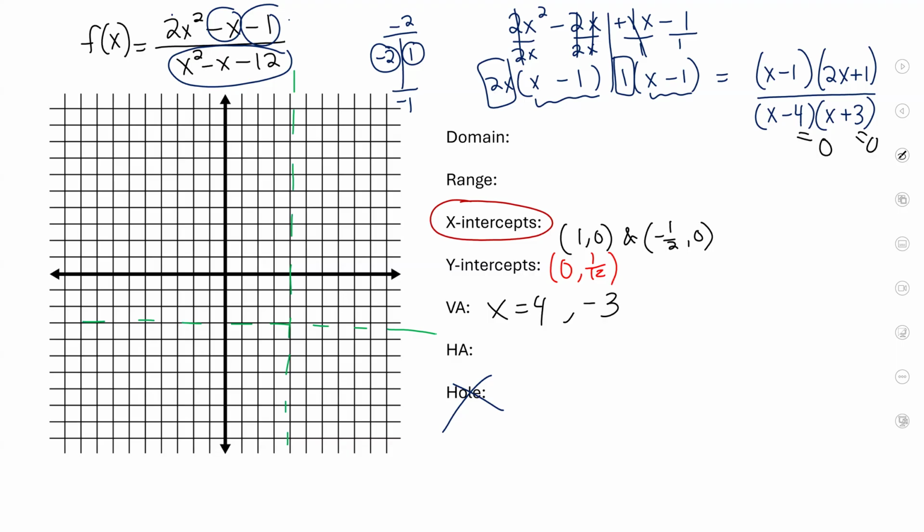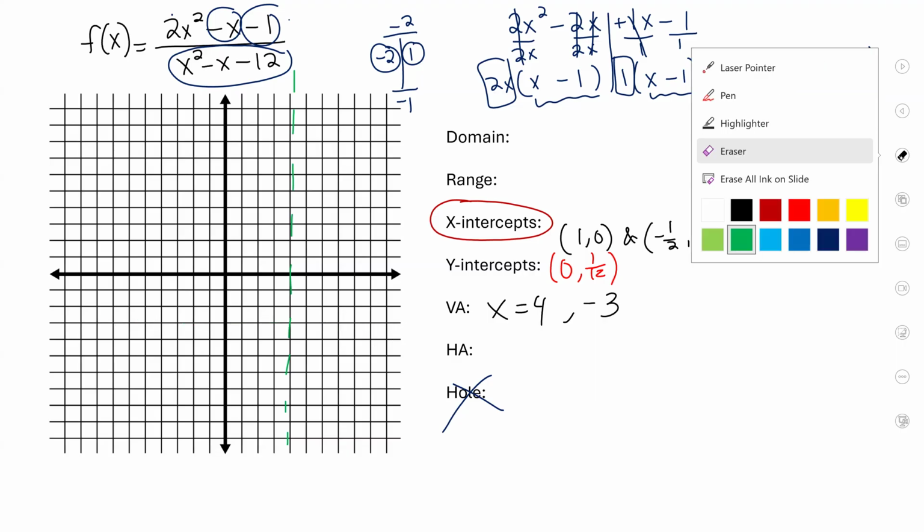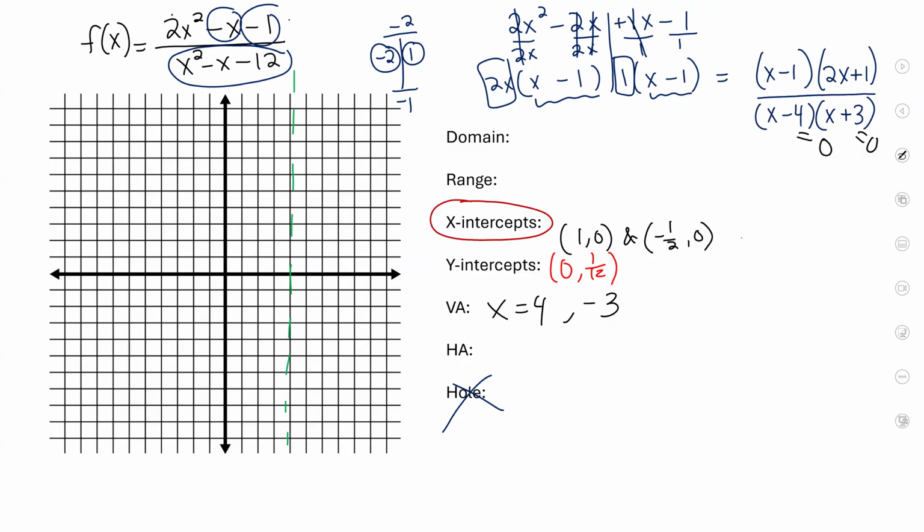All right. And my y-intercept. Oh, why did I draw a horizontal one? I'm sorry. There are 2 vertical ones. There is a horizontal one. Sorry, 4 and -3. Those are my vertical ones. So -3 is right here. There we go.